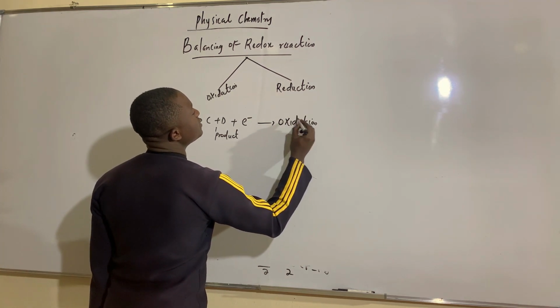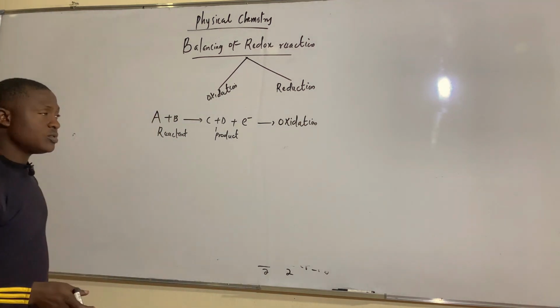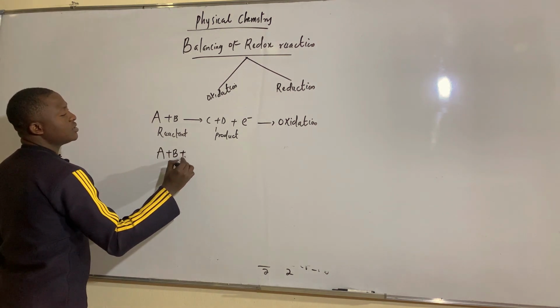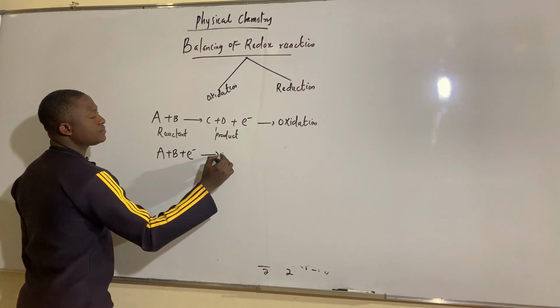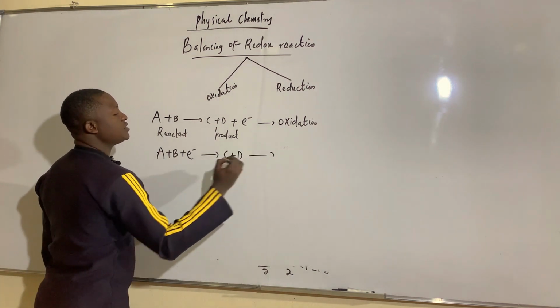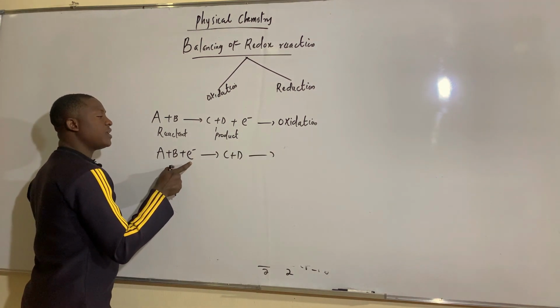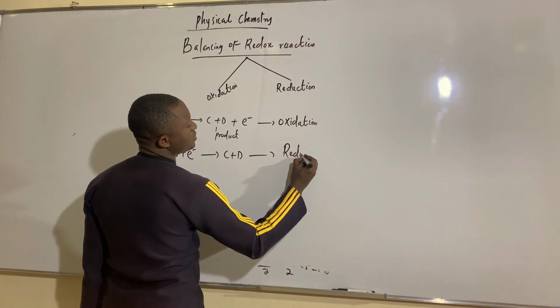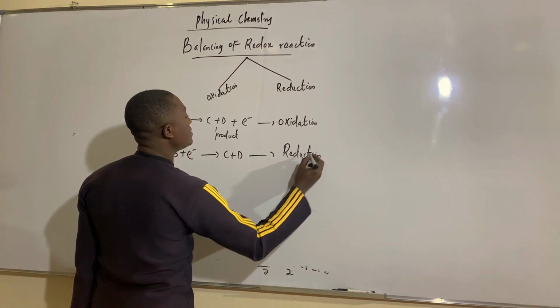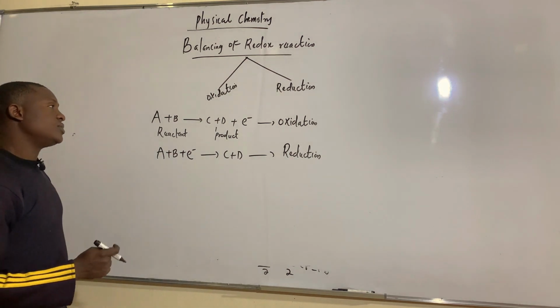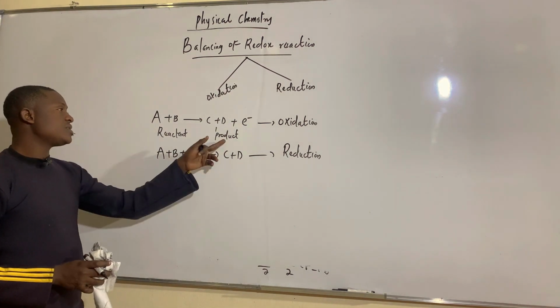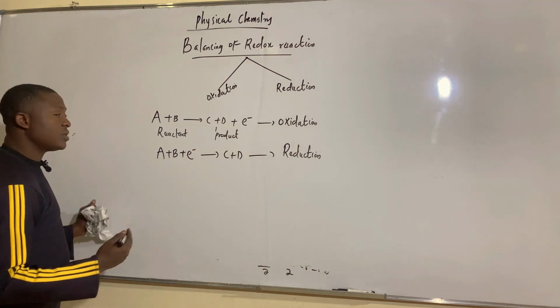It can never be changed. But in a situation whereby I add electrons to the reactant side, like in this case, where we have electrons on this side, whenever we add electrons to this side, that one is called reduction. So please, you have to master this logic. If I add electrons to the reactant side, it's reduction. If I add electrons to the product side, it's called oxidation. What are we trying to say in essence?